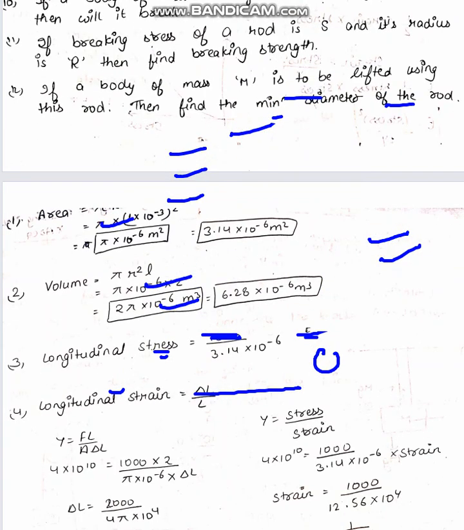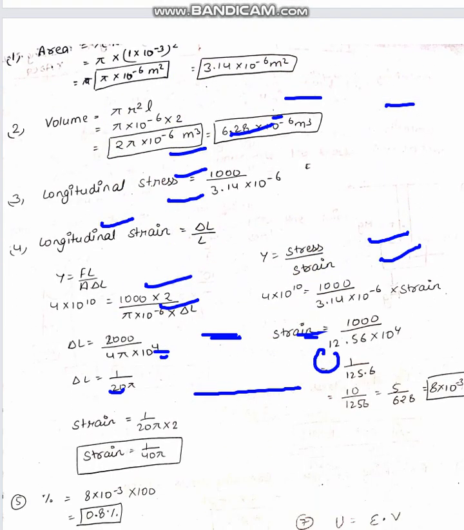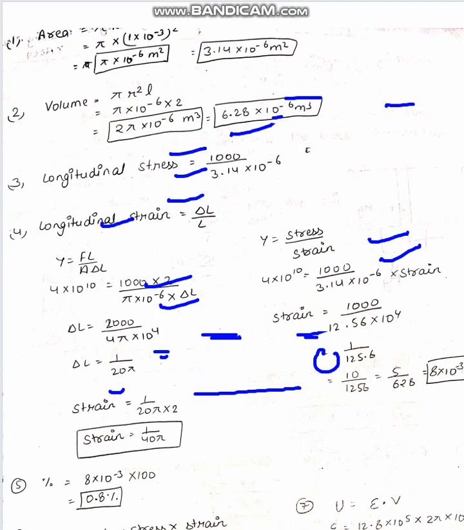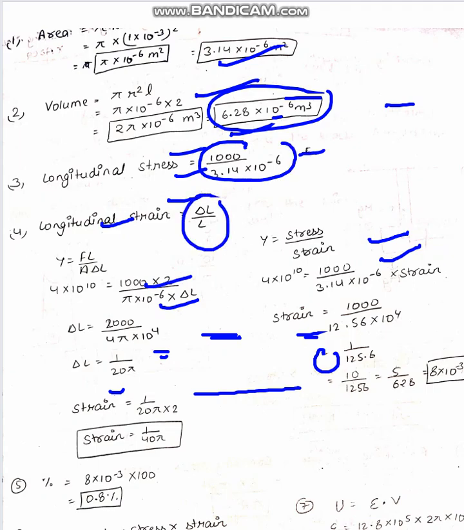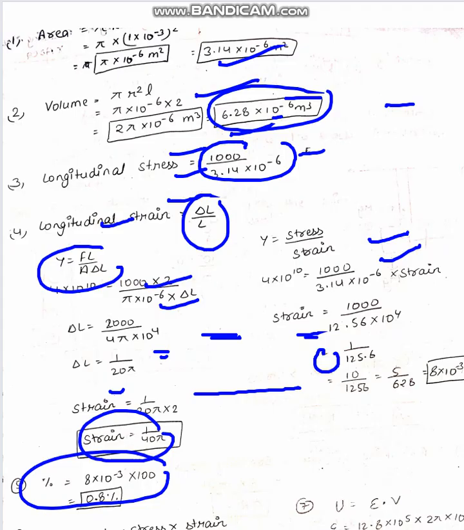So let's start solving the question. The first question was about area. We all know that area is equal to pi r square. So it will be this. Volume is pi r square L. Substituting values, we get this result. Longitudinal stress is force by area. So we can calculate that. Strain is delta L by L. And the Young's modulus we can use over here. So the strain comes out to be 1 by 45. Then percentage strain is found by multiplying this by 100.